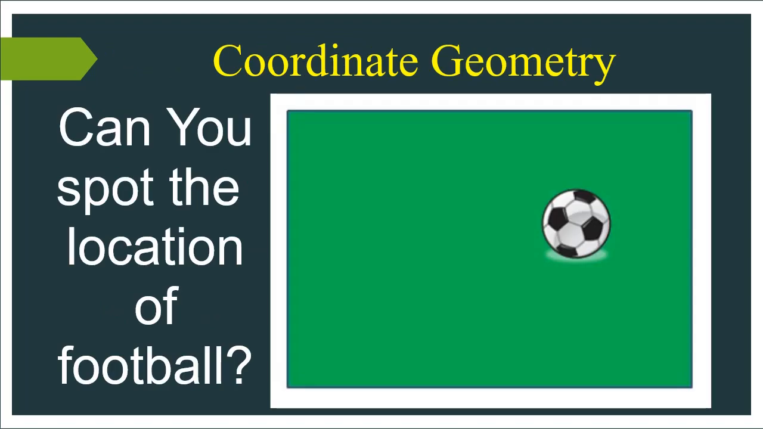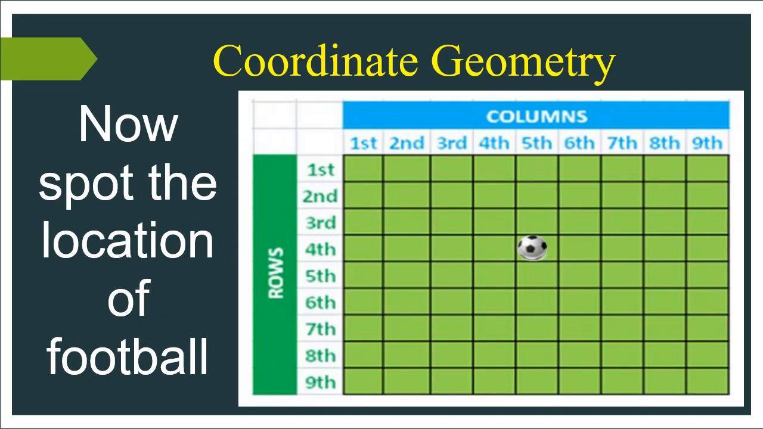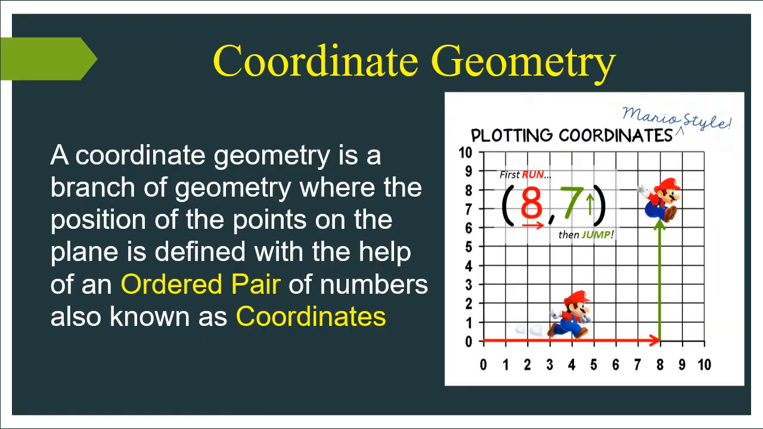In this slide, a picture is shown. In this picture, there is a football. Now, I want to ask a question. Can you spot the location of the football? I guess you can't. Now again, I want to ask the same question. Can you spot the location of the football? Now this time your answer will be yes. The football is in the fourth row and fifth column, isn't it? Now this is what coordinate geometry is.